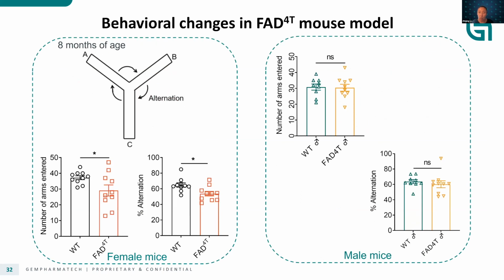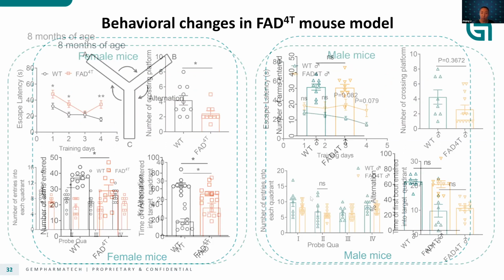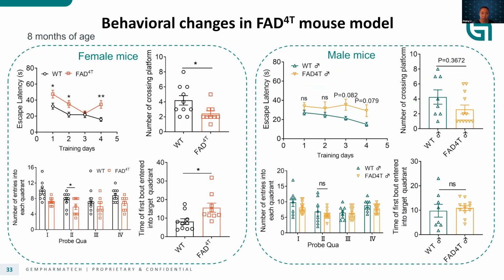And then in the Y maze analysis, what we're trying to show is whether the animal can remember where it has been prior to entering the second arm of the Y maze. As you can tell, among the females, the FAD mice seem to remember less where they were. And there's a trend in the male, but it's not different between the FAD and the wild type.